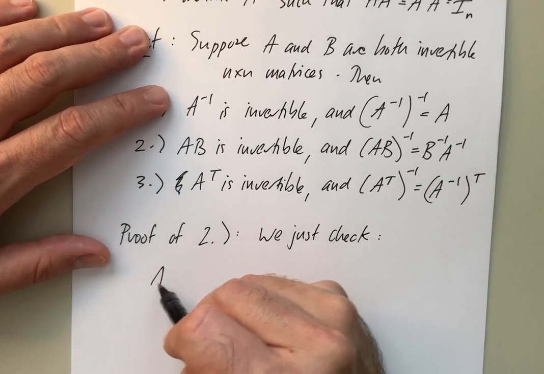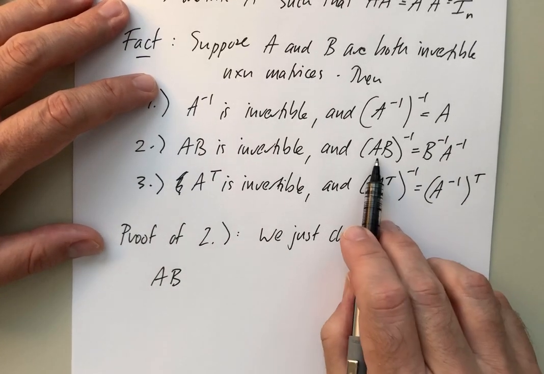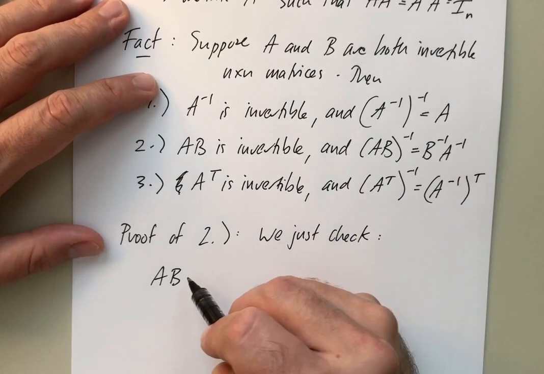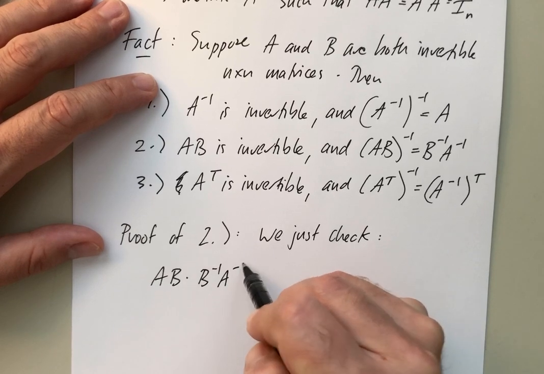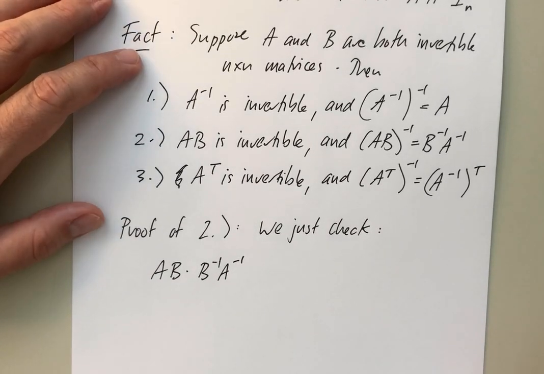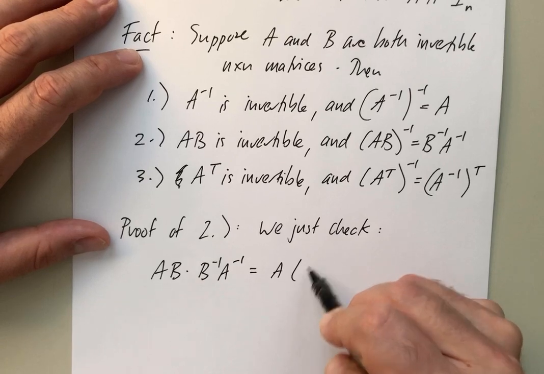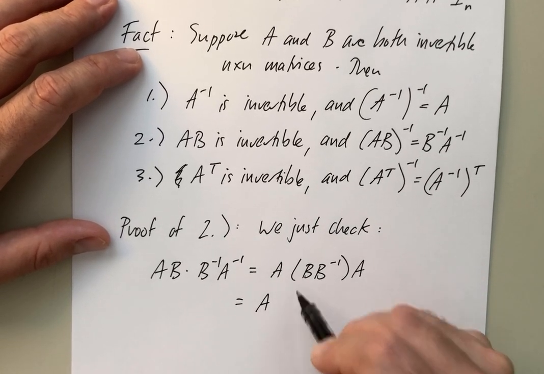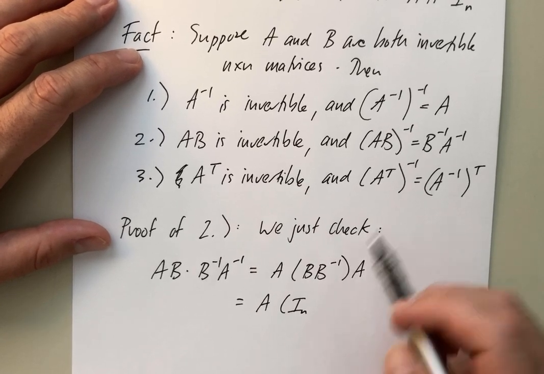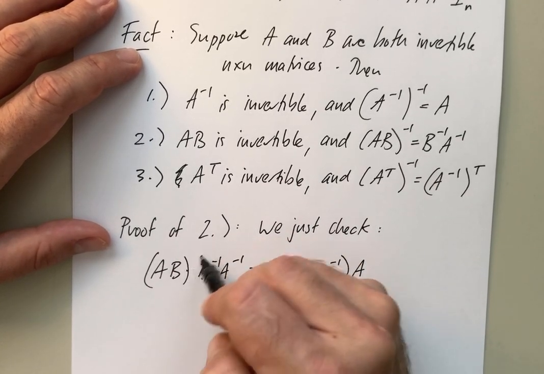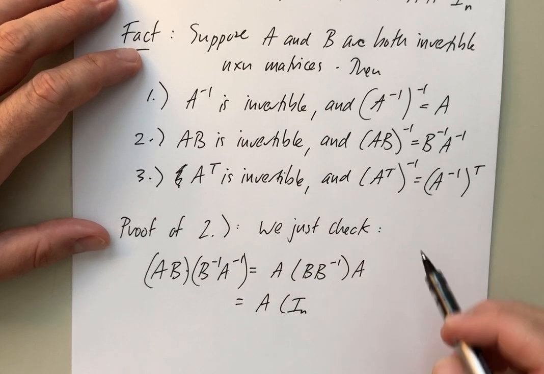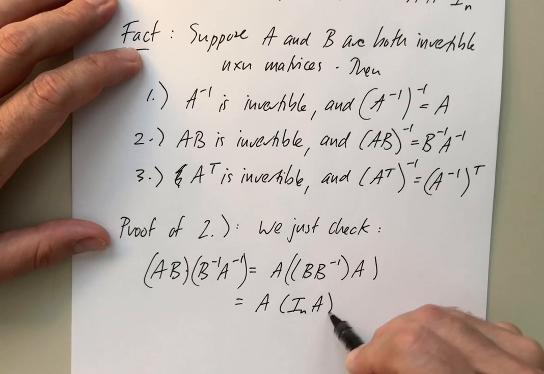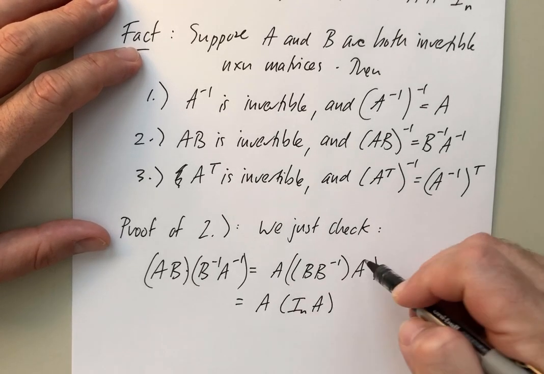So what I do is take AB, and then I multiply it by the thing that I'm claiming is the inverse. So the thing that I'm claiming is the inverse of AB is this thing. So I'll multiply it by B inverse A inverse. And now I'm going to use properties of associativity. So this is the same as A times B times B inverse times A inverse. So B times B inverse we know is the identity matrix. I should be a little bit careful. Now I've got A times the identity times A inverse.